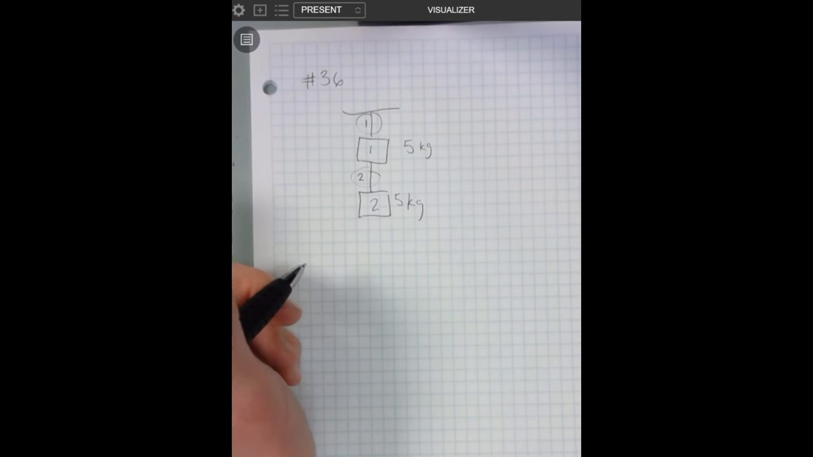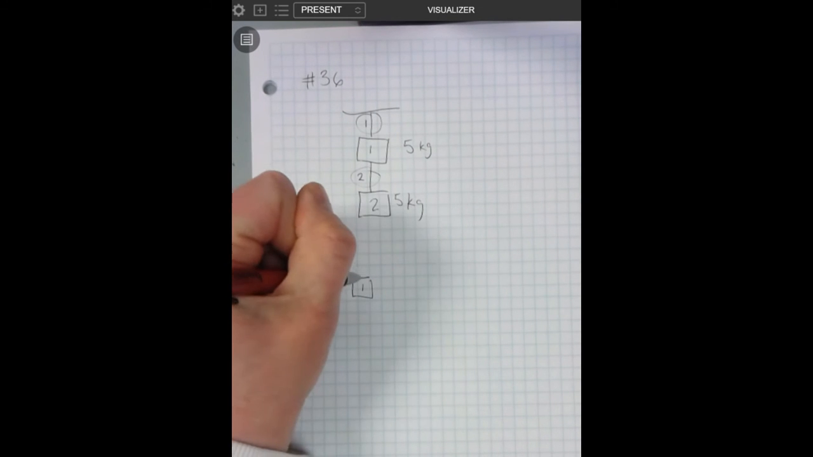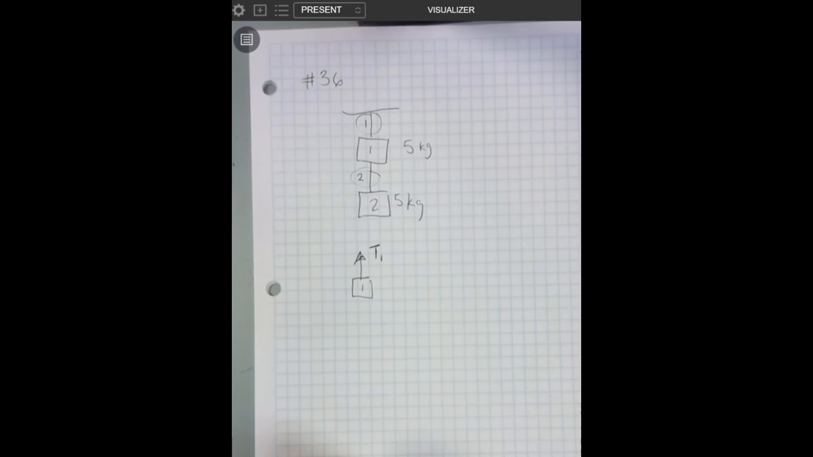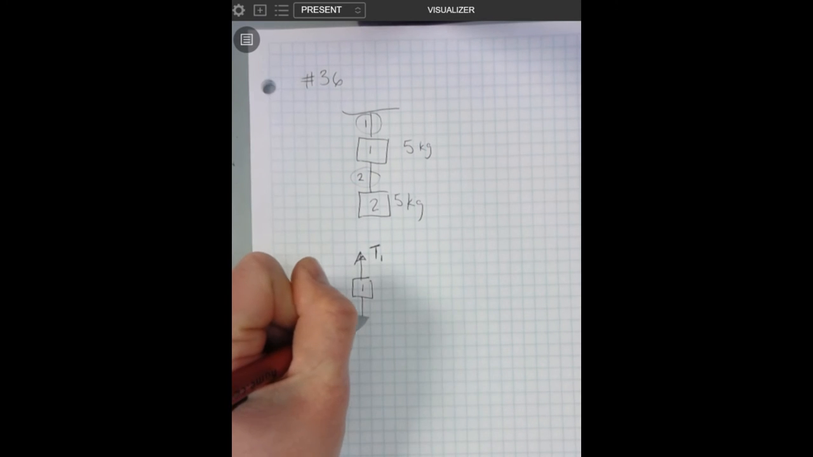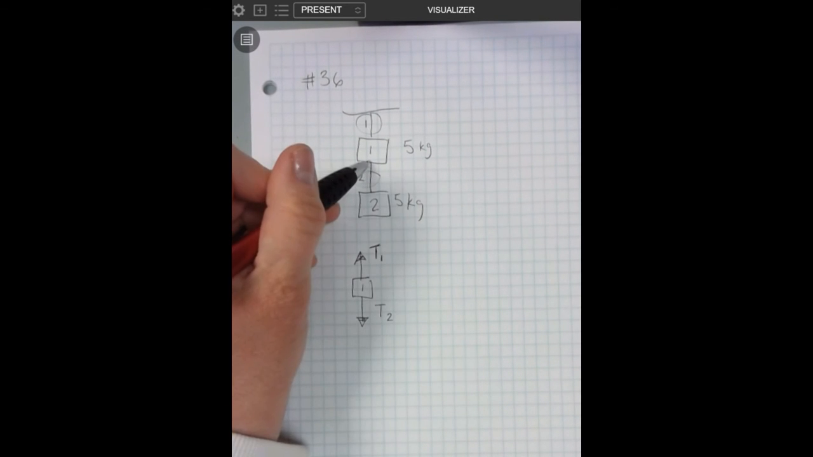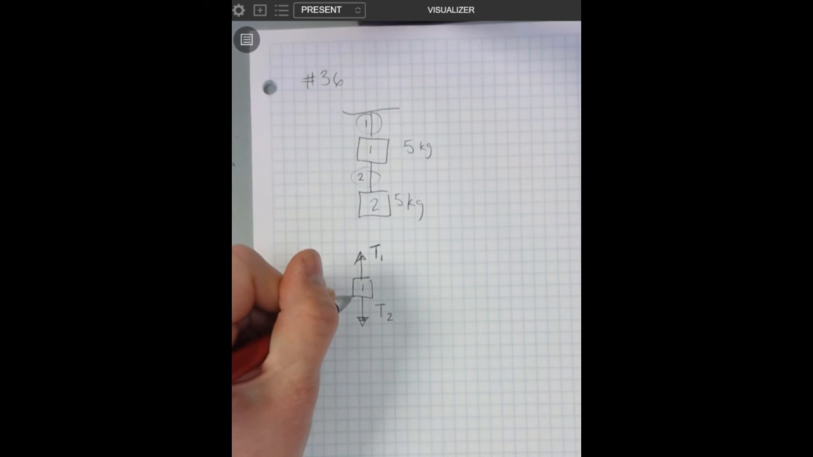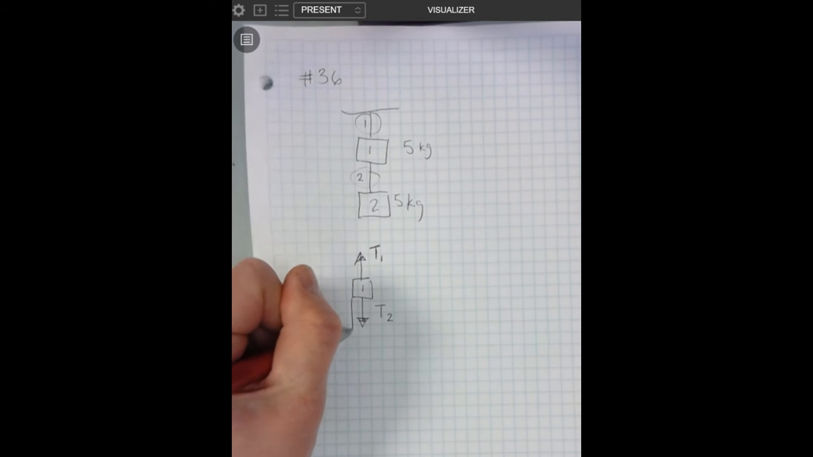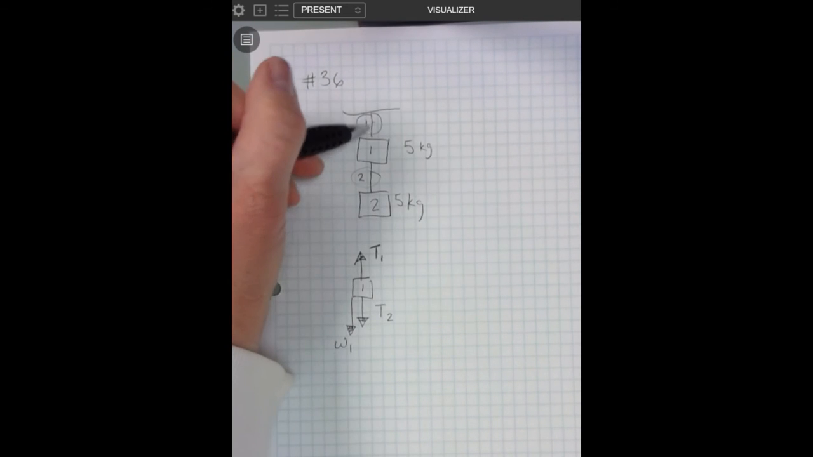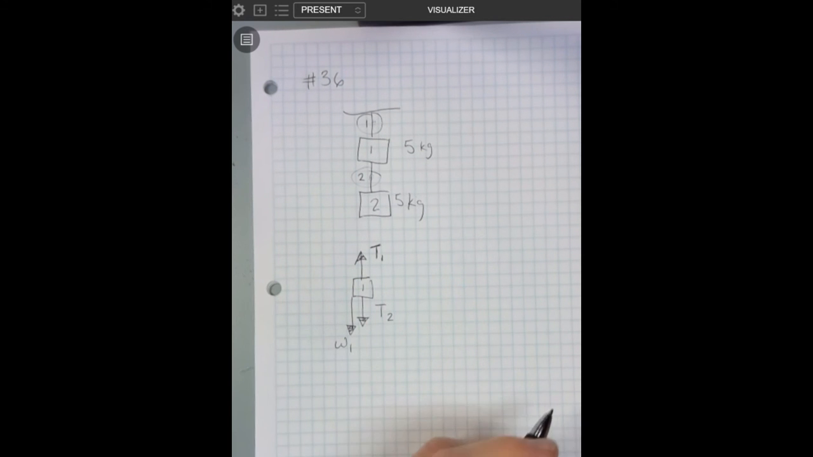So I'm going to look at each block individually and see what's happening. If I look at block number 1, I see an upward tension, which I'm going to call tension of rope 1, and then a downward tension of rope 2, right? Rope 2 is touching block 1 and pulling down on it because block 2 is attached. And then block 1 also has its own weight 1. So there's two things touching block 1 here and here, and then block 1 has its own weight.